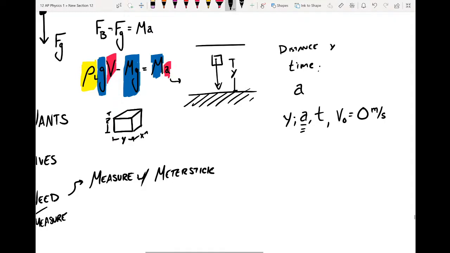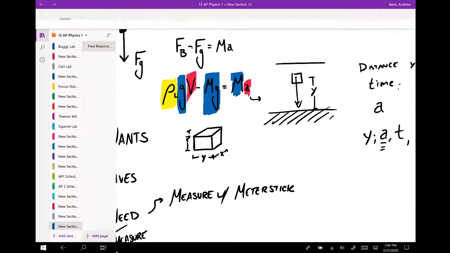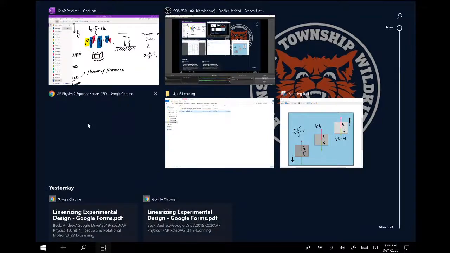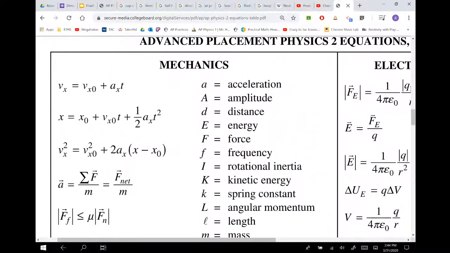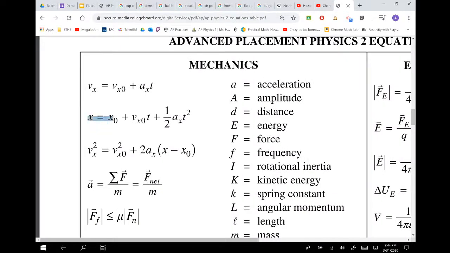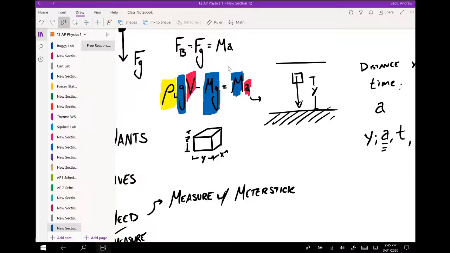So it looks like I have something for distance, something for acceleration, something for time. If I think back to my previous physics, or I look at the equation sheet, which is equally valid, my equation sheet has these kinematics equations, which we can use. This one right here has something about the distance that we travel, x equals x naught. So these are all about distance. This v naught is my initial velocity. And then 1/2 at squared is related to my acceleration and my time.